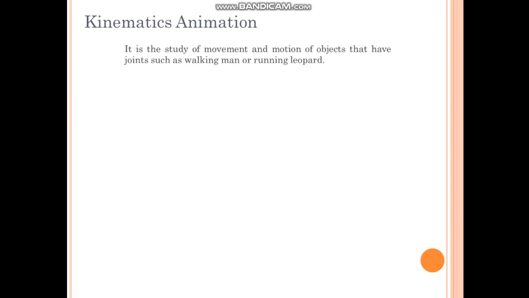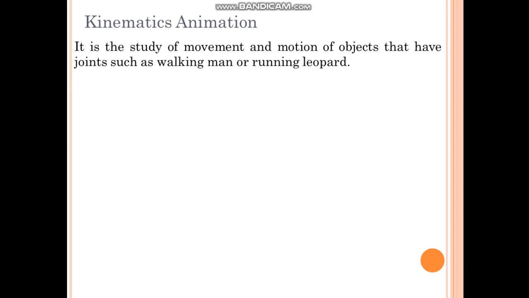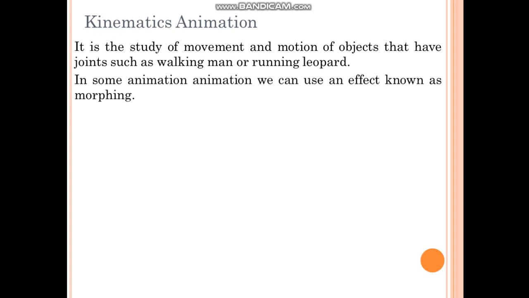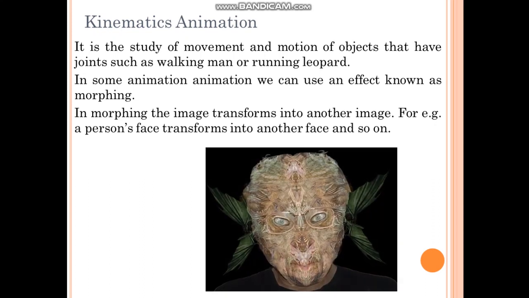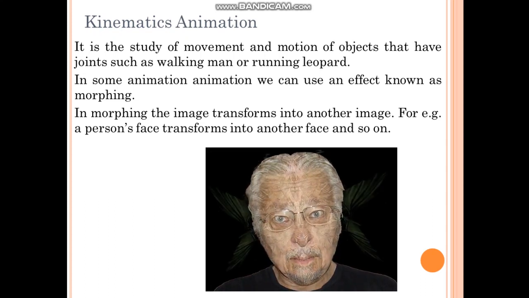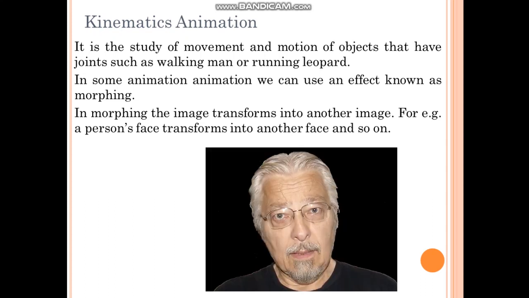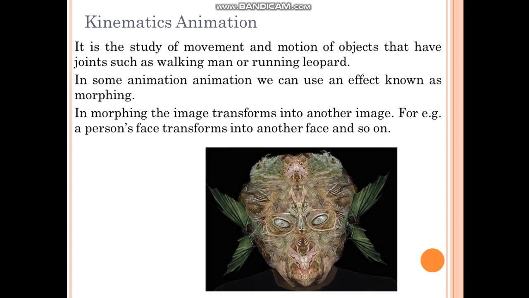Kinematics animation is the study of movement and motion of objects that have joints, such as a walking man or a running leopard. In some animation, we can use an effect known as morphing. So there is a special type of animation technique known as morphing. In morphing, the image transforms into another image. For example, a person's face transforms into another face, and so on. This type of effect is known as morphing. You might have seen it in movies.